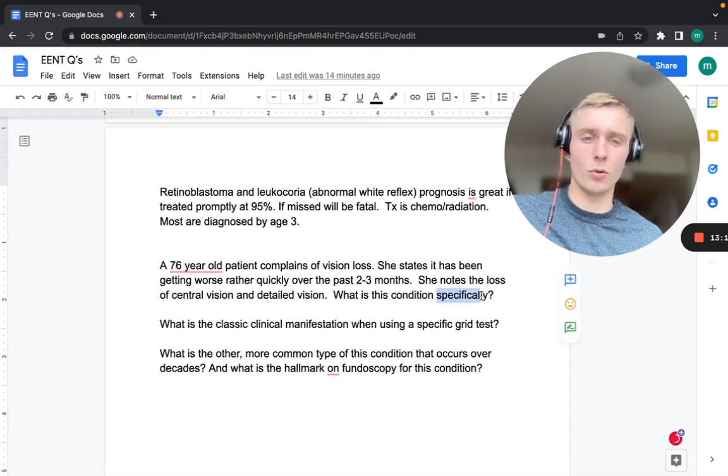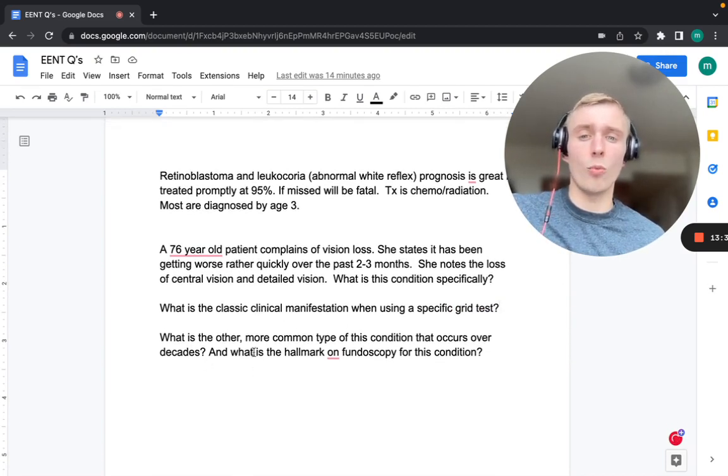So there's a few options here. Specifically, what is this? Again, getting worse over 2 to 3 months. Central vision loss is getting diminished. What is the classic clinical manifestation when using a specific grid test? What do we call this when we're using that grid test? So that's a clue there. What is the other more common type of this condition that occurs over decades as opposed to 2 to 3 months? And what is the hallmark on fundoscopy of this condition?